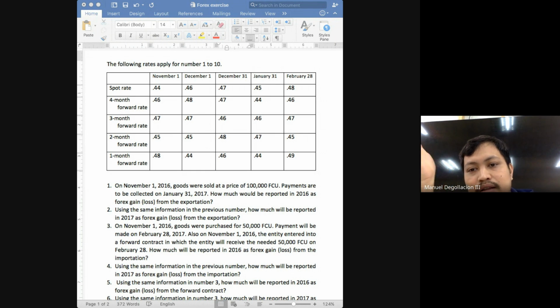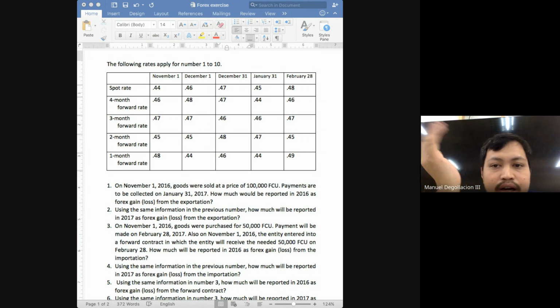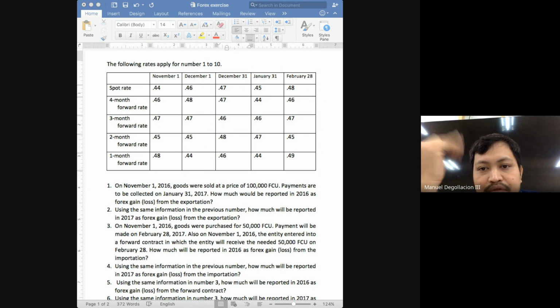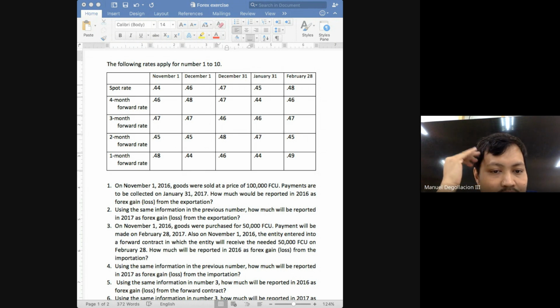So do not think anymore how much was the gain last year, how much was the loss last year, how much was the previously recognized gain or loss. Okay, it's always current, class. Ignore prior gains and losses. In computing for the current gain or loss, again, just compare the previous balance and the current adjusted balance, class. That's all you have to do.